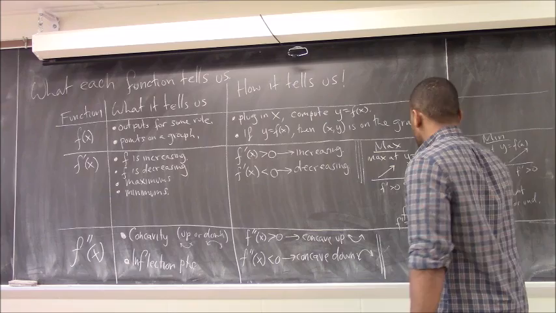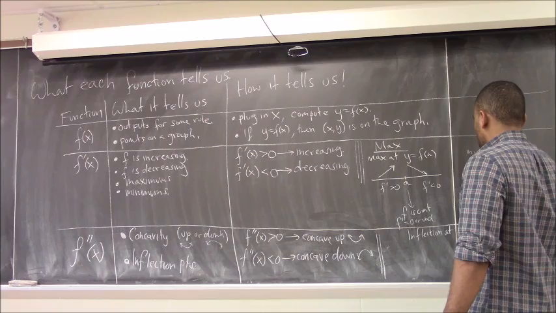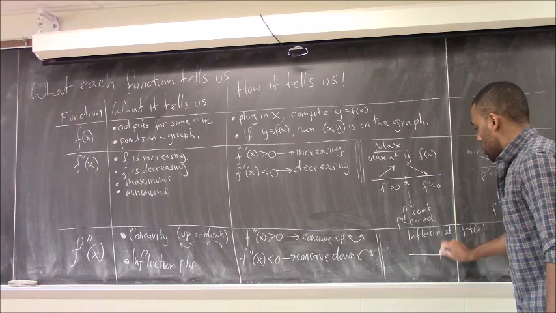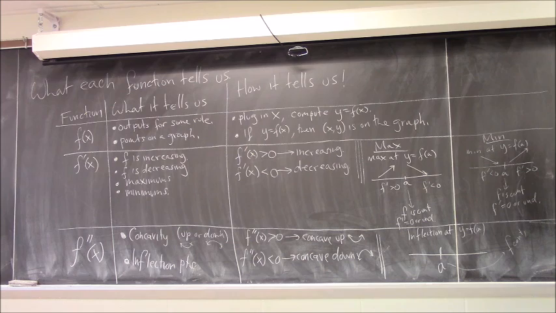How do you know there's an inflection at y equals f of a? Well, at the point a, f is continuous. The second derivative is zero or undefined. And f double prime changes sign.